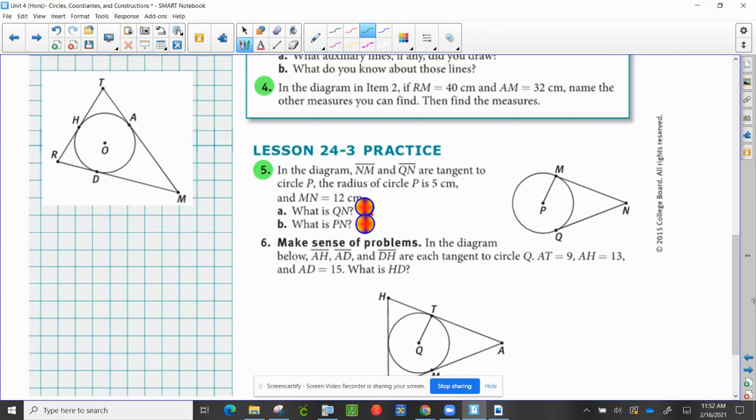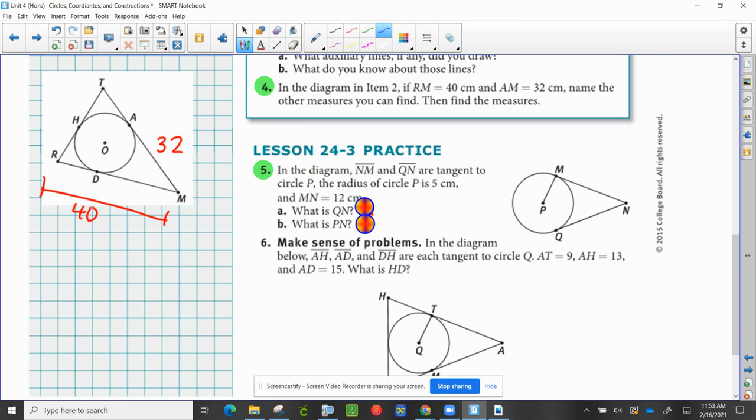It says using the diagram in number 2. So I just recopied it on my page. If you want to pause here and redraw that diagram for yourself, that works. But it's another walk-around problem. We have RM is 40. Okay. AM is 32. Name the other measurements you can find, and then find those measurements.